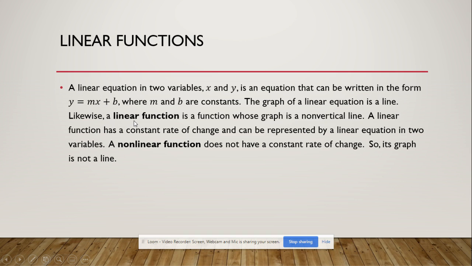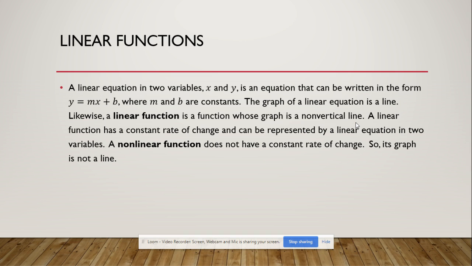Likewise, a linear function is a function whose graph is a non-vertical line. Non-vertical meaning straight up and down. It can't be straight up and down. The reason for that is, just like we saw from the last lesson, it has to pass the vertical line test. Whereas if our function had a vertical line, it definitely would not be passing that test.